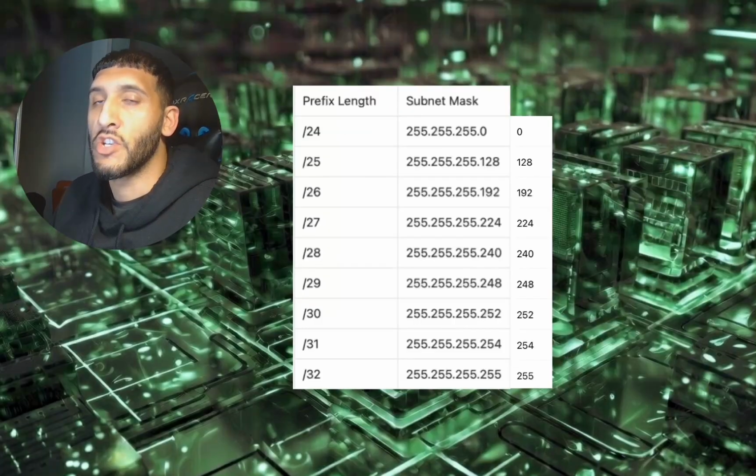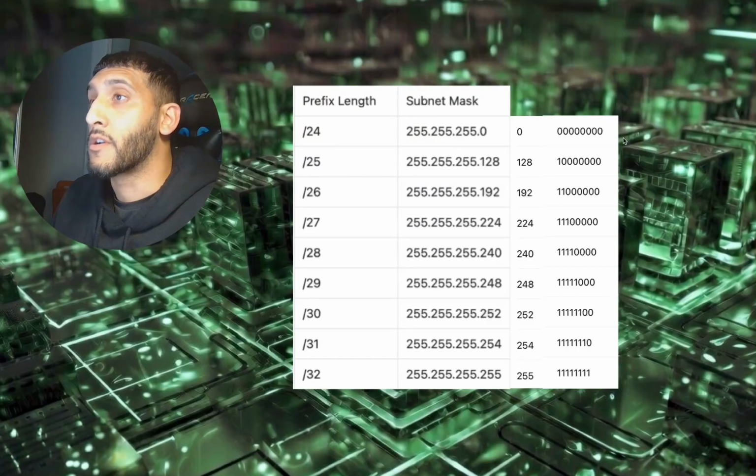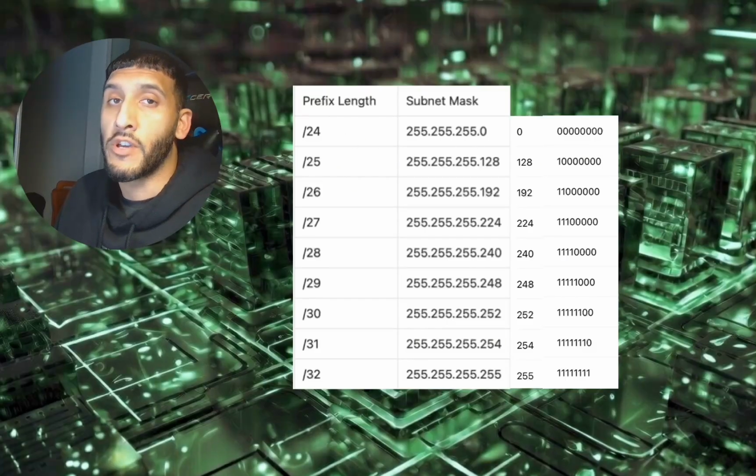I want you to take a look at just the last octet. Those are the numbers, and these are the numbers in binary. Remember, a computer at its core reads things in zeros and ones. So when it reads these IP addresses, it reads the network bits as ones and the host bits as zeros. And that is how you get 7 bits for /25, 6 bits for /26, and so on. It's all about the computer reading ones as network bits and zeros as host bits.